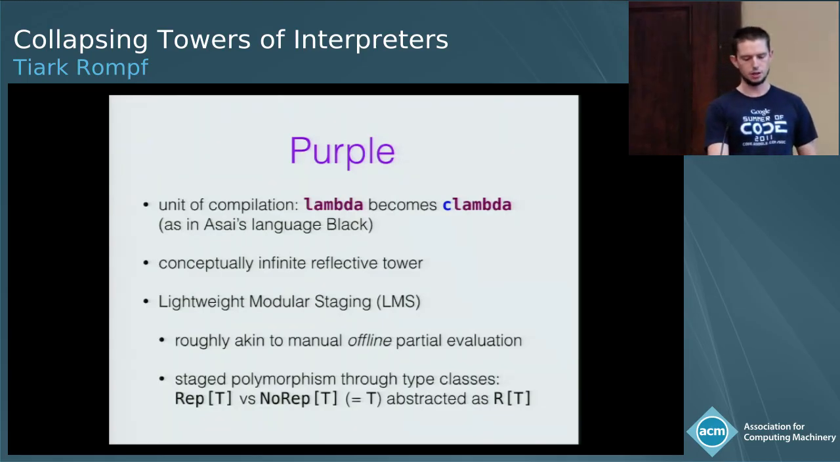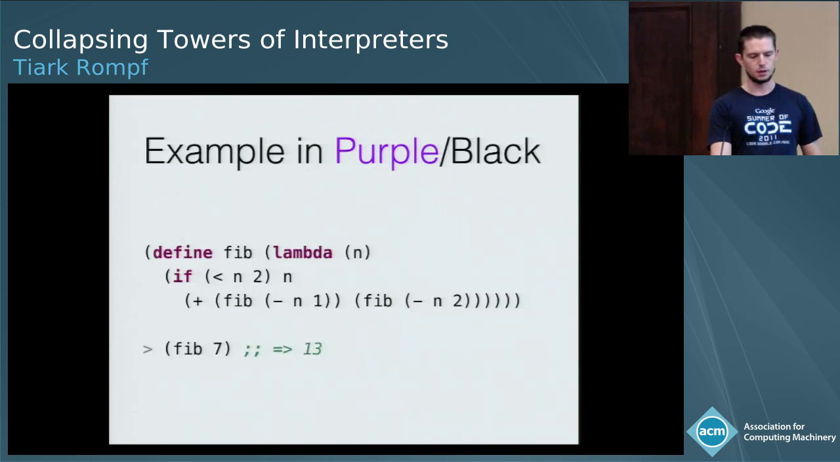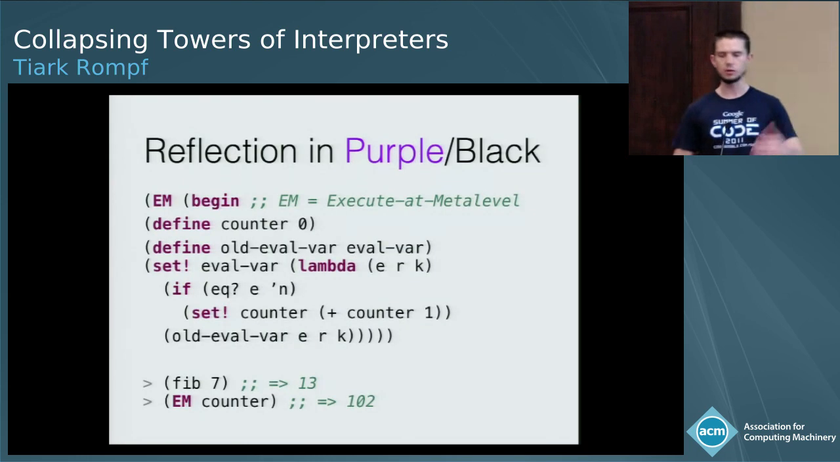And this is actually built on top of LMS and some of the stage polymorphism facilities that we already had. And so the key facility here is that we have this EM construct. So EM stands for execute at meta level, and this essentially allows you to punch a hole in the current execution context, right? And the expression that is an argument to EM, this will be run at one level above in the reflective tower.